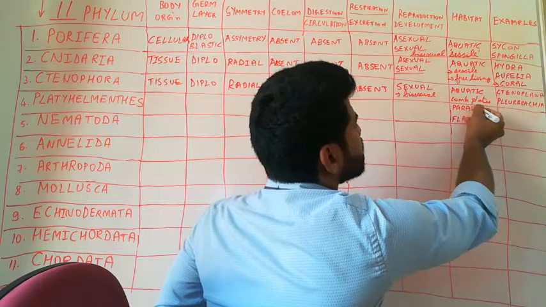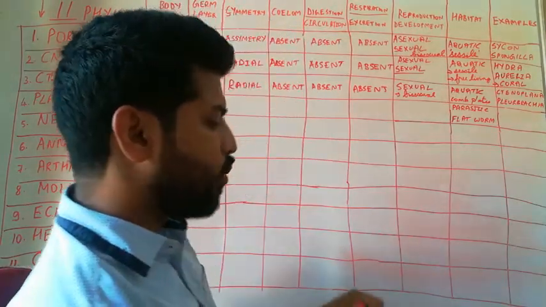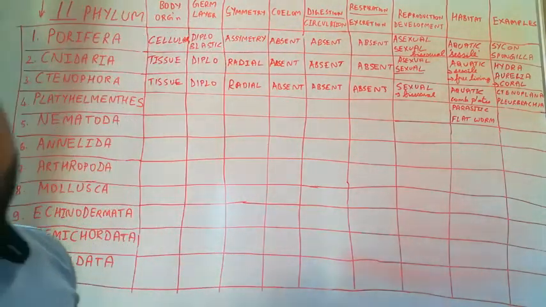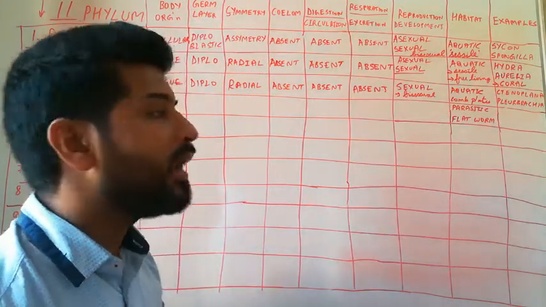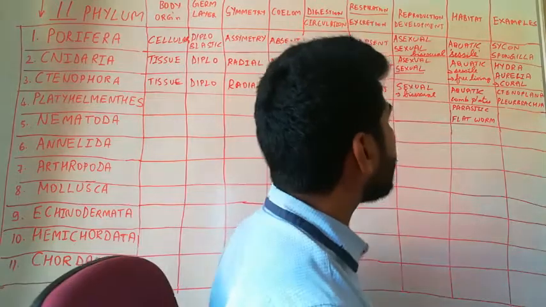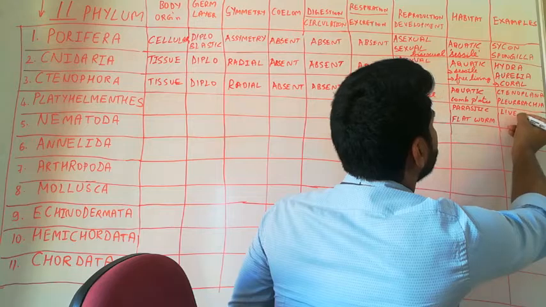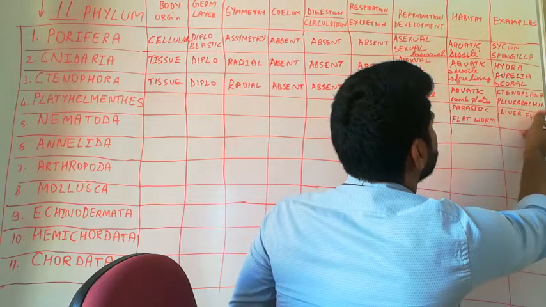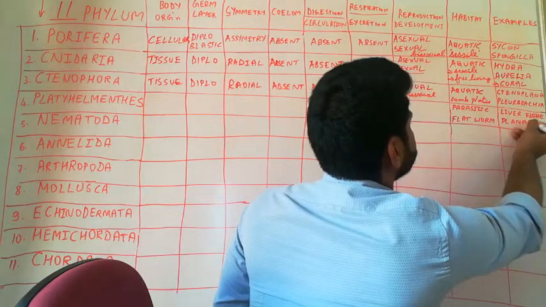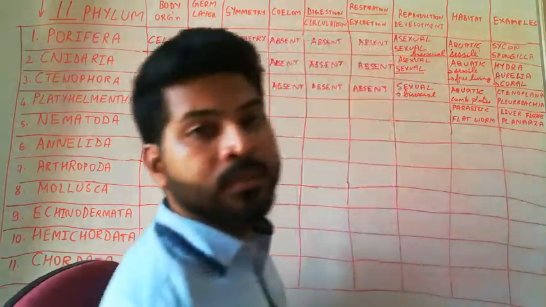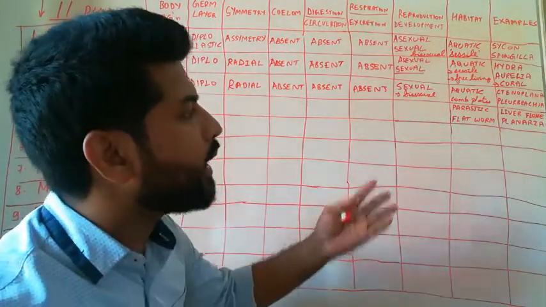So these are the worms. Parasitic, or they could be free living. Most of the animals are parasitic, that is present inside the body of other animals. Best examples for Platyhelminthes or flatworms are liver fluke, then planaria, tapeworm. All these are examples for Platyhelminthes. So liver fluke and planaria.